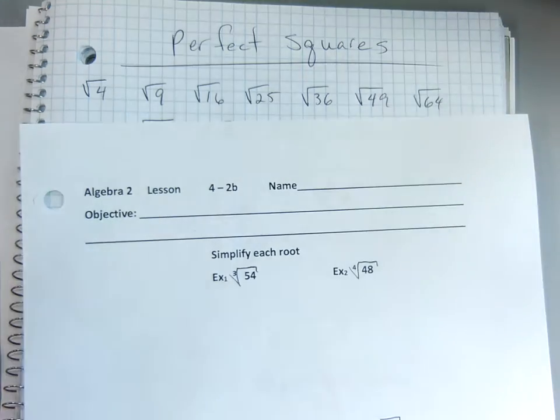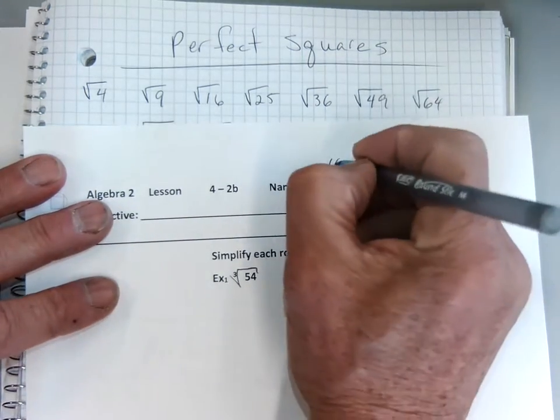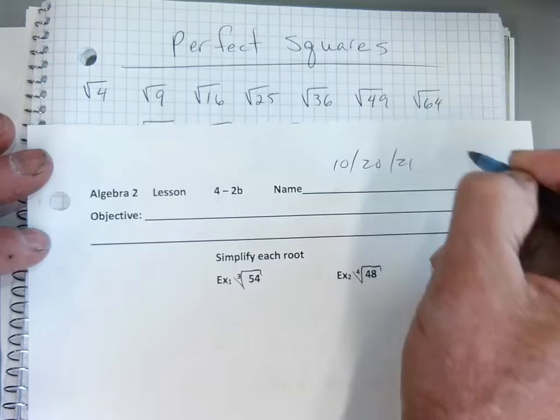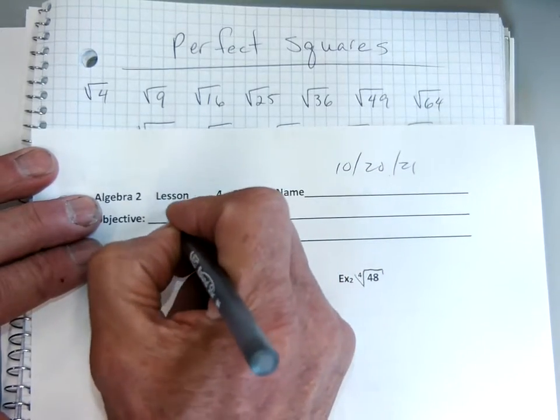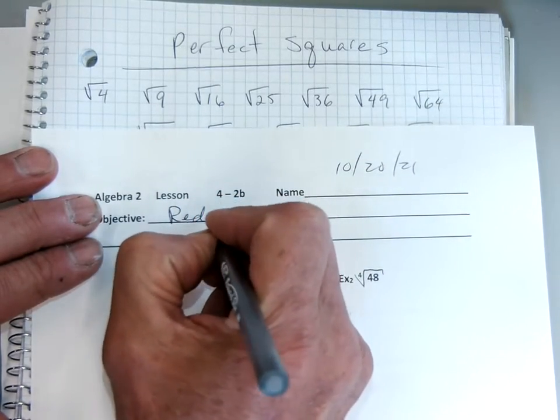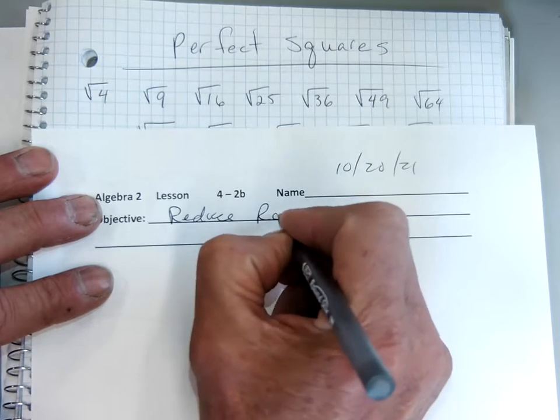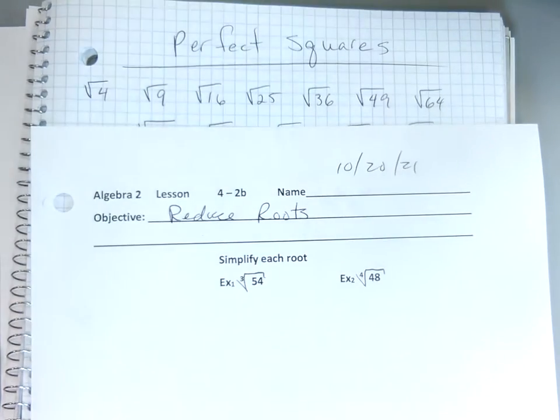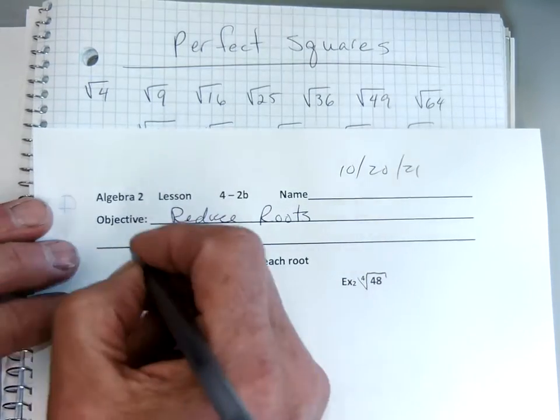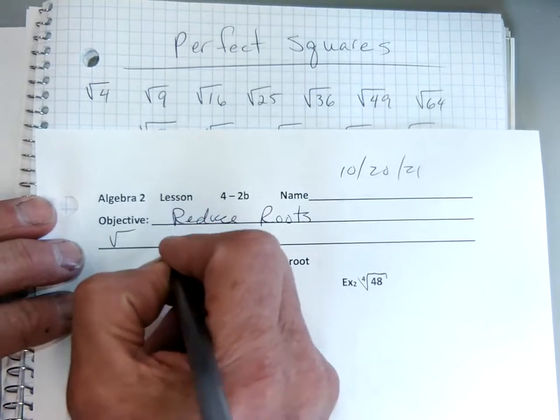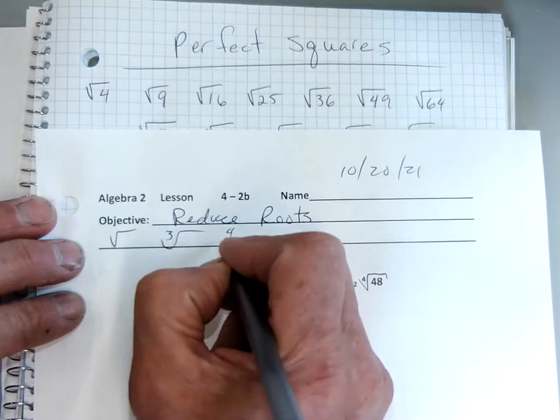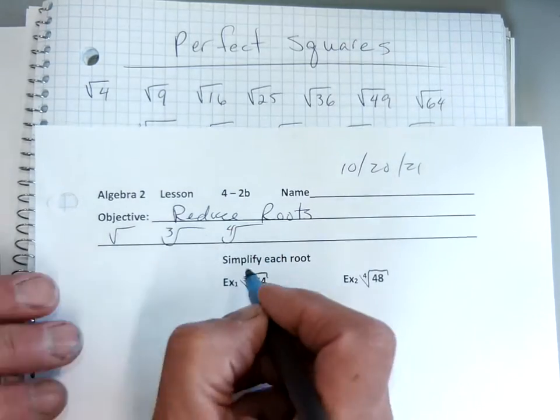All right, so today it is 10/20/21. So what we want to do is reduce roots. When I say roots, we're talking about square roots, cube roots, all of them, and maybe even fourth roots sometimes. We're going to simplify them. We're going to make them easier, okay?